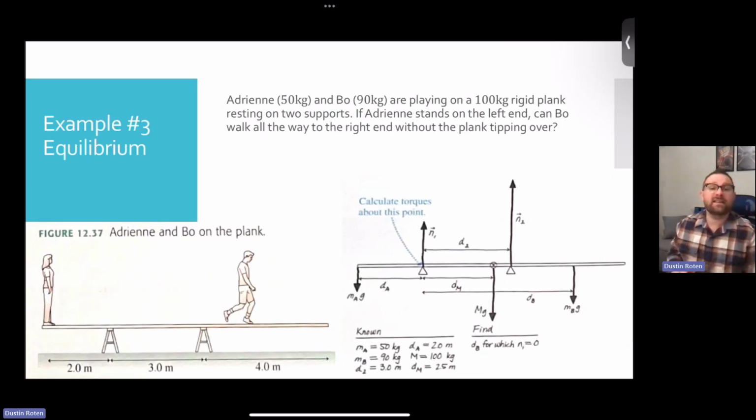Okay, so this last example, I'll walk through as quick as I can, but you'll have a lab that's similar to this, so do pay attention.